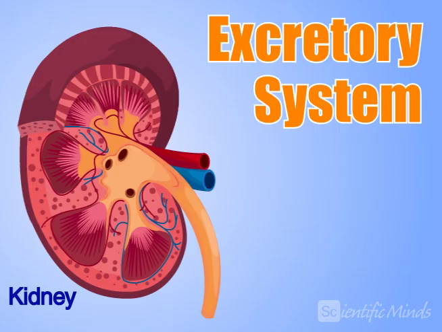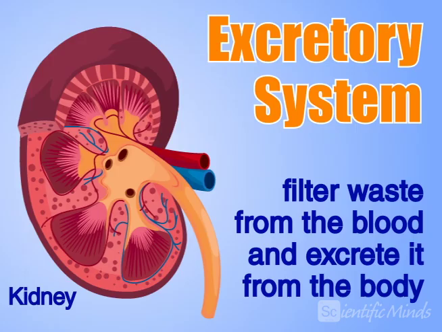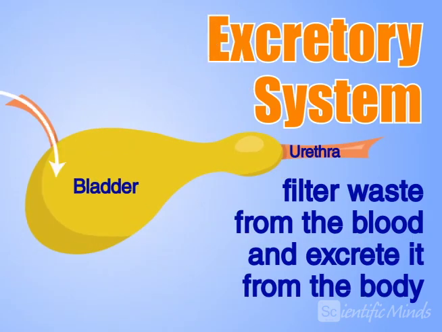The function of the excretory system is to filter waste from the blood and excrete it from the body. Blood travels through the kidneys, where nitrogenous waste is removed and salt concentrations in the blood are adjusted. The waste fluid, urine, exits the kidney into the urinary bladder and is released from the body through the urethra.